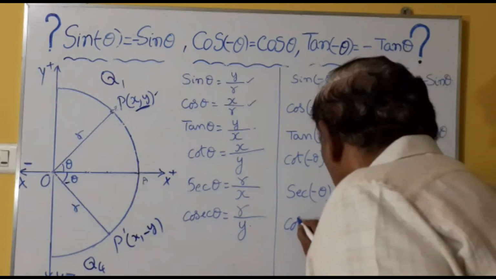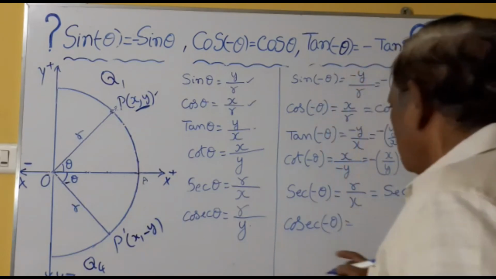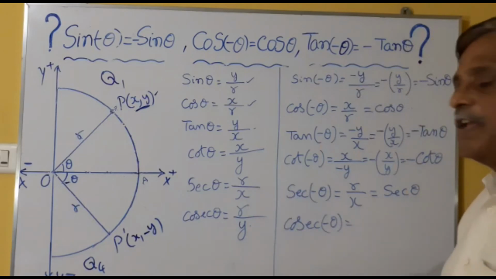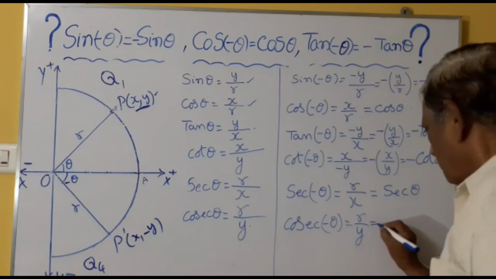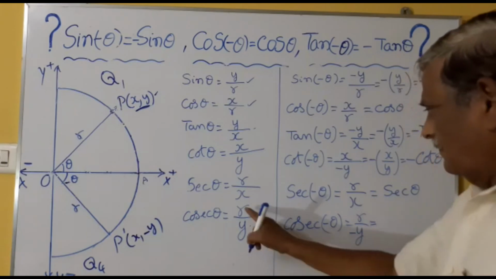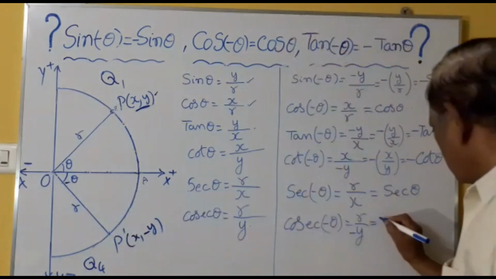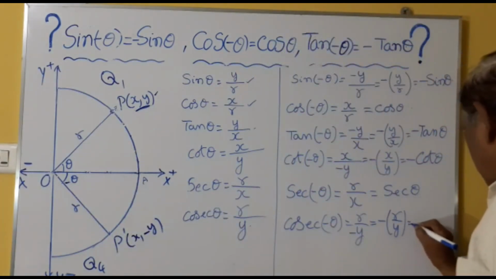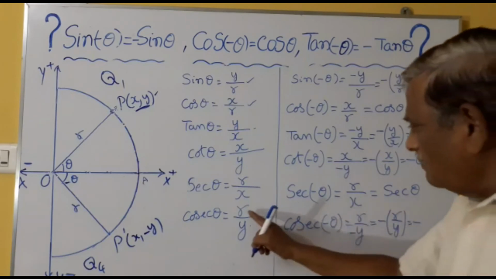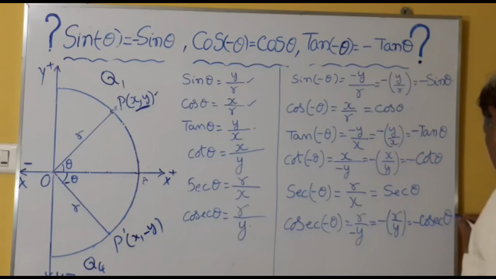Next, cosec minus theta equal to radius by y coordinate. Y coordinate is minus y. Sorry. Radius r by minus y. This equal to minus of r by y. This minus r by y is cosec theta. Therefore, this is minus cosec theta.